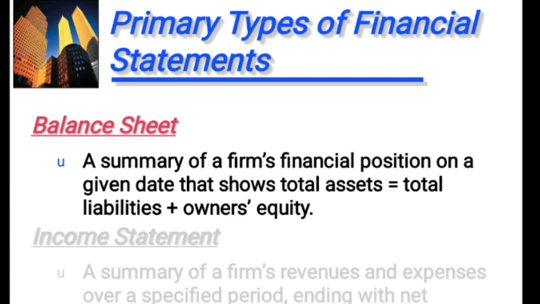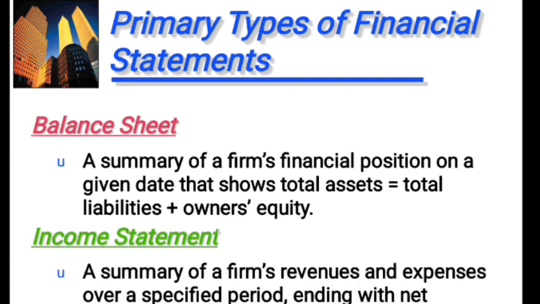Missing one thing about balance sheet and income statement: there is the statement of cash flow. Statement of cash flow is that statement which shows how much cash is coming to the company and how much cash is going out of the company, with a specific date mentioned for that cash flow. It can be daily, weekly, monthly, or yearly. So these three are the basic financial statements, the most important ones: balance sheet, income statement, and statement of cash flow.